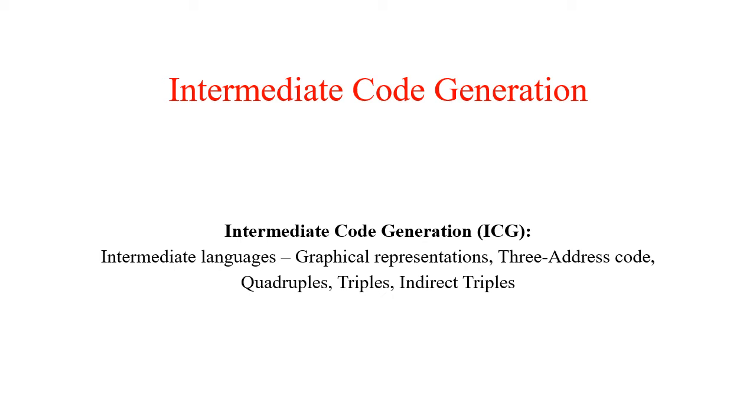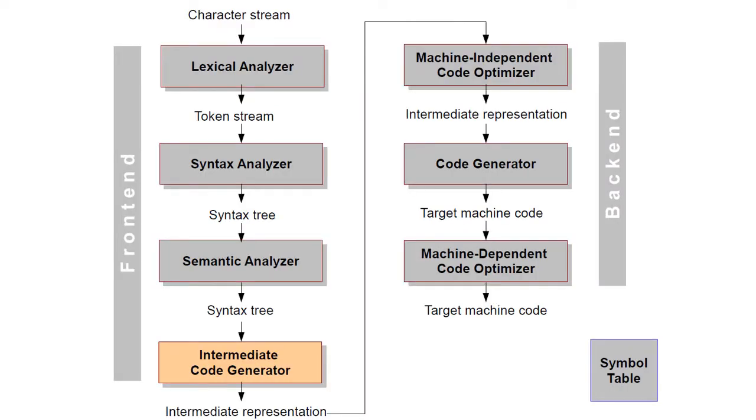Intermediate code generation. In this video, we will learn about what is intermediate representation, and what are the various ways to represent intermediate code. In the phases of compiler, we have learned up to semantic analyzer. The output obtained from semantic analyzer is an annotated parse tree. That annotated parse tree is given as input to the intermediate code generator. The intermediate code generator converts the source language into some intermediate representation.